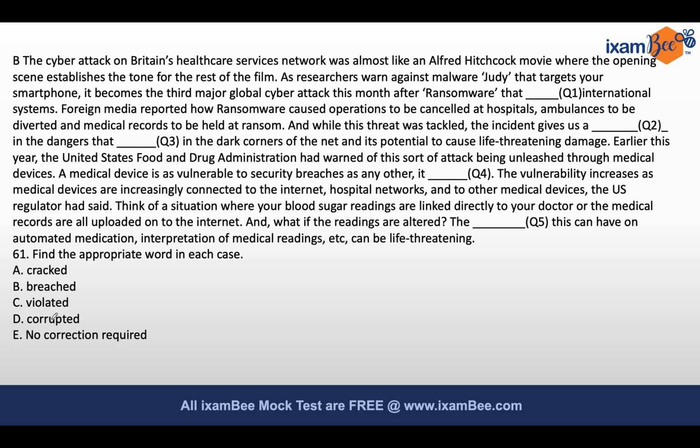Another passage that I'm leaving for you, right? It's a passage that talks about Britain's healthcare services and how it was breached by a malware, a ransomware, a virus. So it's a very, very interesting passage. You can take a look at it. This happened quite some time back, and it's very interesting. It's almost like a mystery story that happened. So here we're talking about a virus that's infiltrating and threatening medical devices.